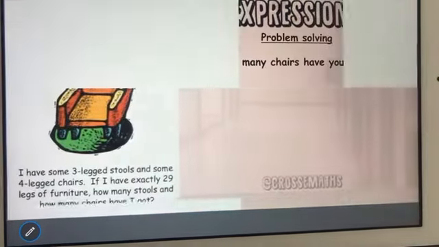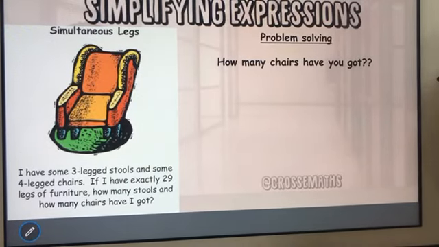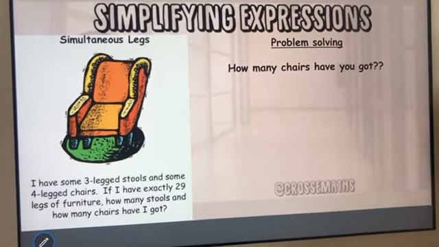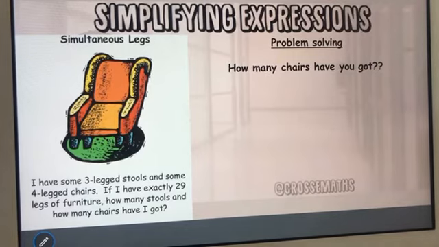Right then, very quickly, guys, before we come to our plenary and finish the session, two more things to do. Have a look at this problem-solving question. Someone has 3-legged stools and 4-legged chairs. If they have exactly 29 legs of furniture, how many stools and how many chairs have they got?